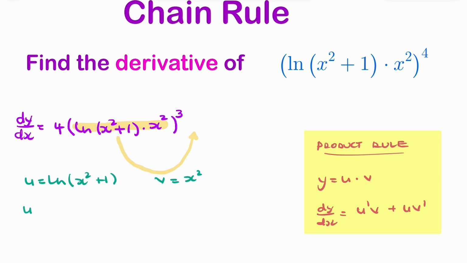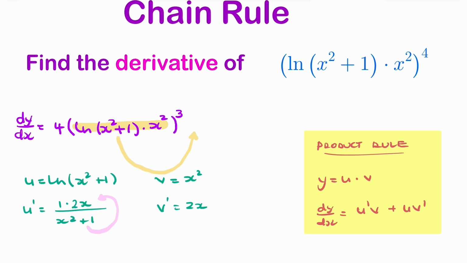So the derivative of ln is simply 1 over x squared plus 1. But again, this isn't x, it's a function of x. So we need to multiply by the derivative. What's the derivative of x squared plus 1? It's 2x, so I'll just multiply by 2x. Now, if v is x squared, then the derivative of that is simply 2x.